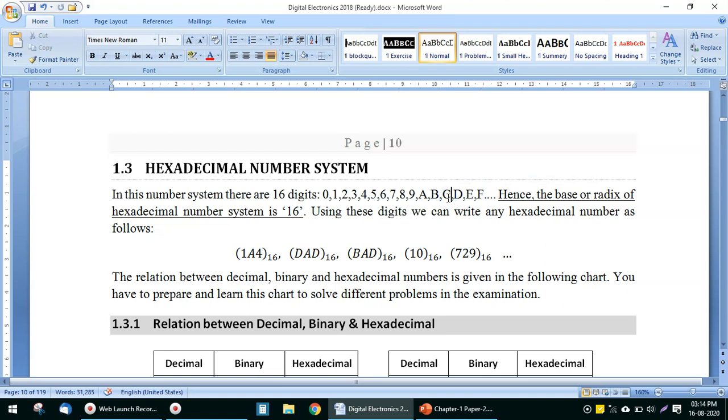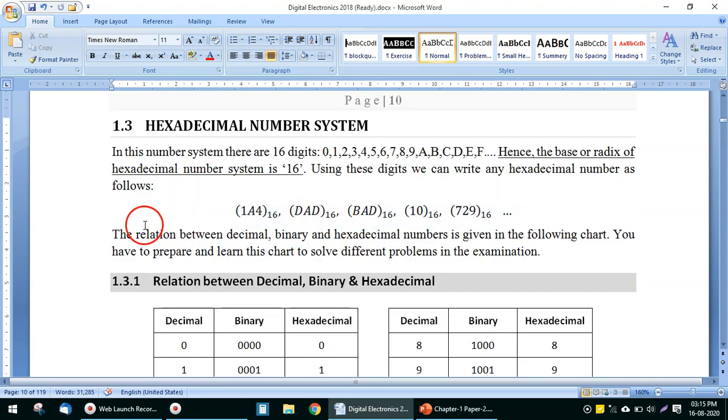So remember this point. Naturally, since it contains 16 digits, the hexadecimal number system contains 16 digits. Therefore, the radix or base of the hexadecimal number system will be 16. Now, using these hexadecimal digits, we can write a hexadecimal number like this.